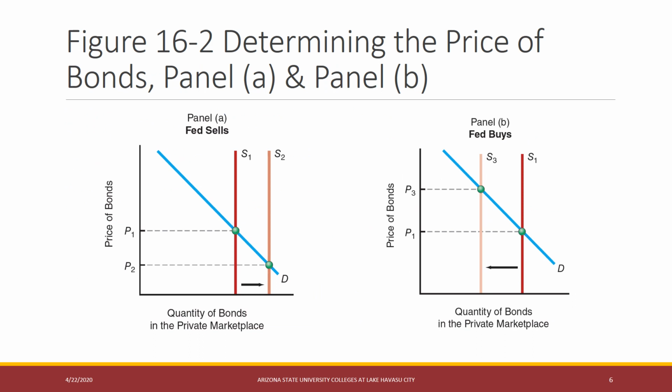Please pay your attention to this figure 16.2 that shows the determination of the price of the bonds in panel A and in panel B. In panel A, the Fed offers more bonds for sale. Price drops from P1 to P2. In panel B, the Fed purchases bonds, and this is equivalent to a reduction in the supply of bonds which is available for private investors to hold. The price of bonds must rise from P1 to P3 to clear the market.